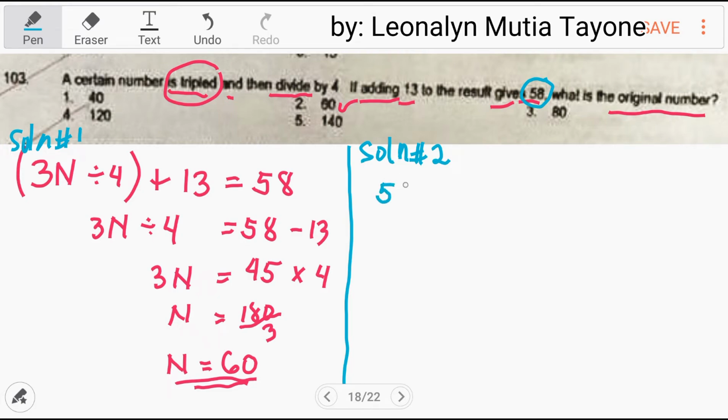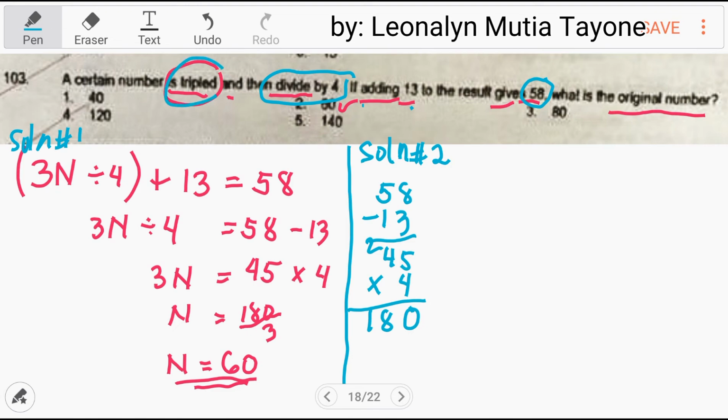58 yung result. If adding 13, now instead na i-add mo, i-minus mo. So, minus 13, and that is 45. Divided by 4, instead na i-divide mo ng 4, i-multiply mo ng 4. So, 45 times 4, and this is 180.